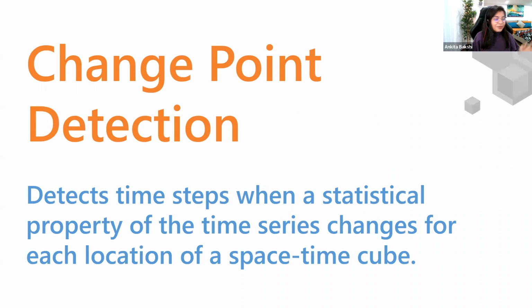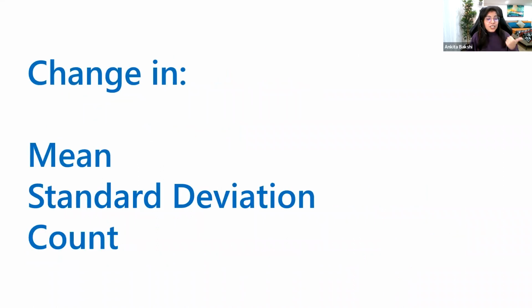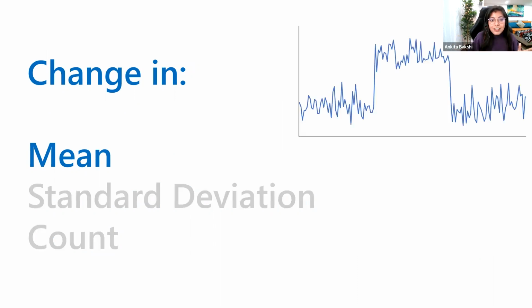Going back to the definition, I think it'll make more sense now. It detects time steps when a statistical property of a time series changes for each location in a space-time cube. So the three changes that the tool is able to detect are, first, changes in mean. If you have a time series for a location that looks like this, using our visual representation, I can see that the mean for this time segment is different from the mean for this one. So this is a change in mean, but the tool will be able to detect those changes. This is a very quick visualization of change in mean.